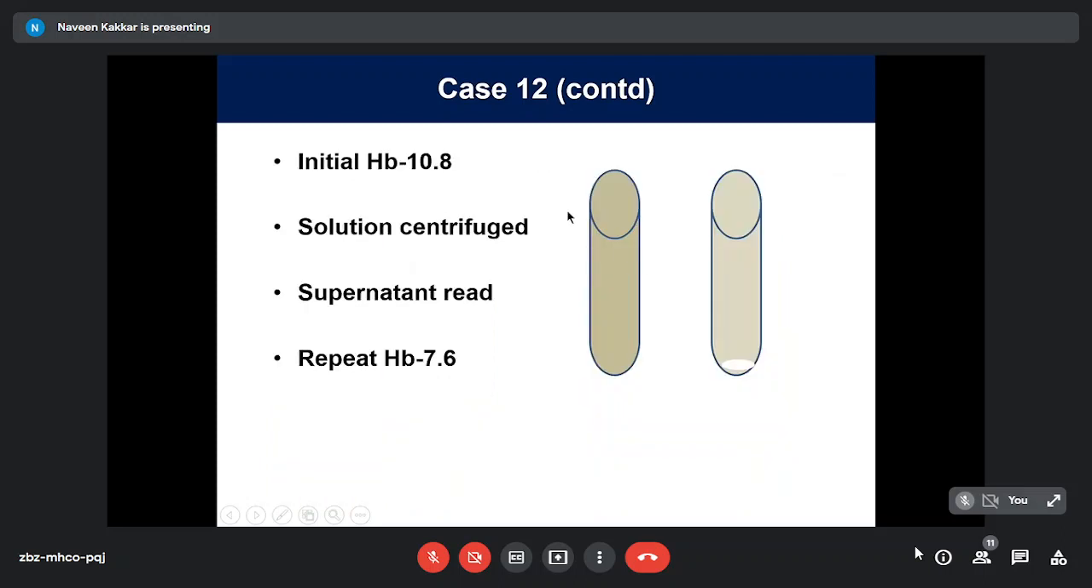But before running, we centrifuge the tube. Once the hemolysis is out, we centrifuge the tube and you might get a small, slightly whitish button at the end. This is all fragmented membranes of the white cells, the cells causing interference, now at the bottom after centrifugation. Now you can read the supernatant, and we got a repeat value of 7.6, 3.2 grams different than our initial value. So what are we dealing with?